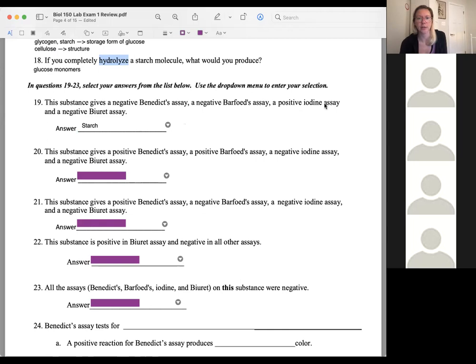And the positive iodine is the giveaway because that is the only assay that we did for starch, right? So if it's positive for iodine, that's all it can be. It wouldn't be glucose because glucose would not give that positive iodine reaction. And glucose would also give you positive for Benedict's and Barfoed's.